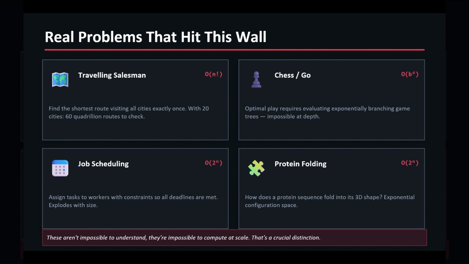Even in biology, protein folding, that's how a chain of amino acids folds into its 3D structure, which determines its function. The configuration space is exponential. This matters enormously for drug discovery. These problems are not logically impossible. You could, in principle, enumerate all routes, all moves, all schedules. They're computationally impossible. Too much work for any machine in any reasonable time. That distinction is critical.